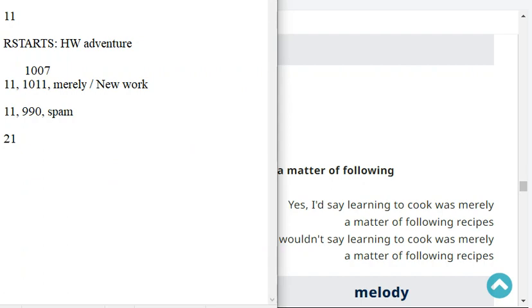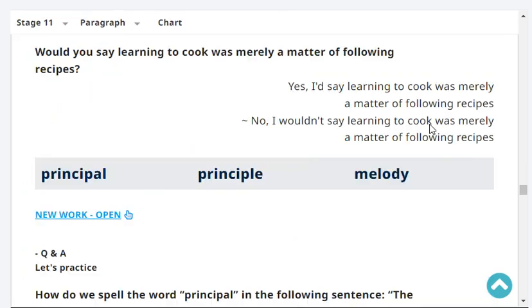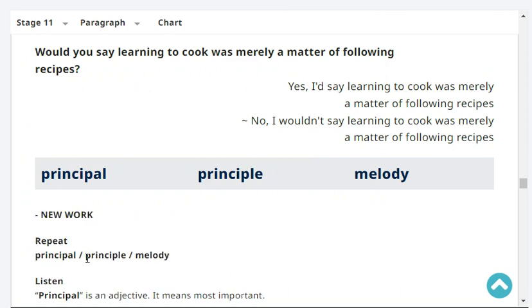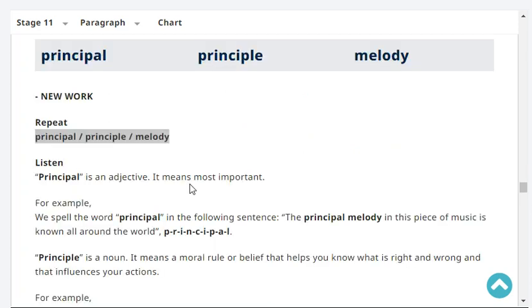Yeah. Yep, very fast. Let's have a new word. Okay, repeat. Principal, principle, melody. Very good.